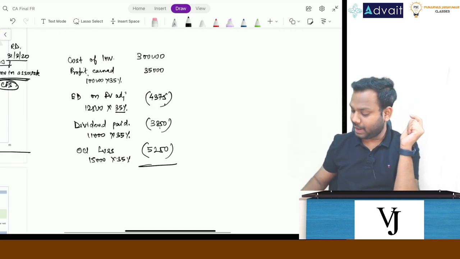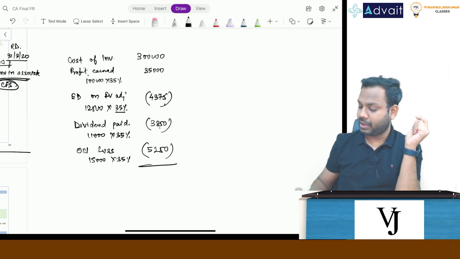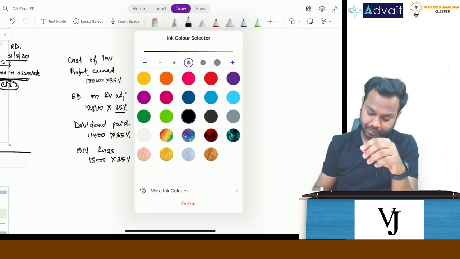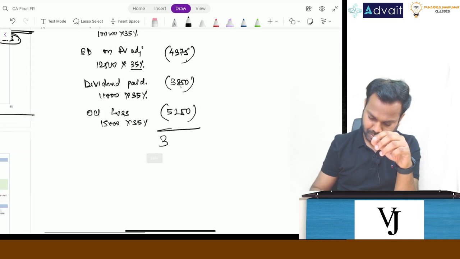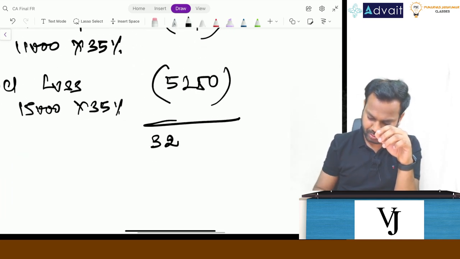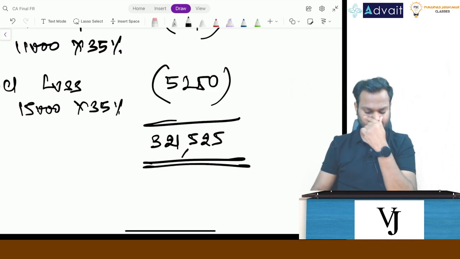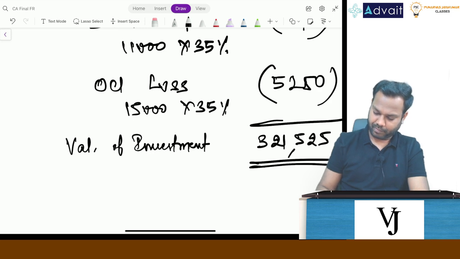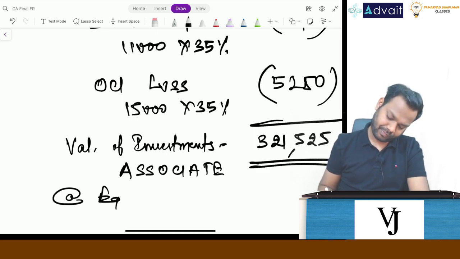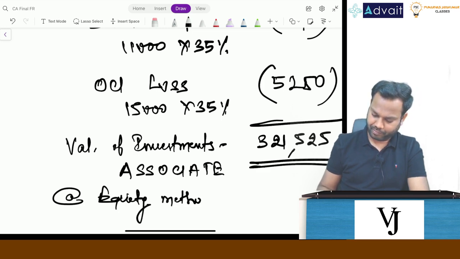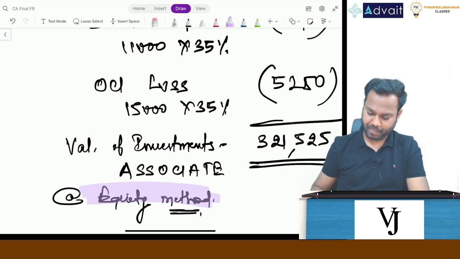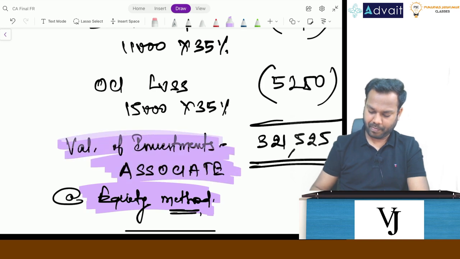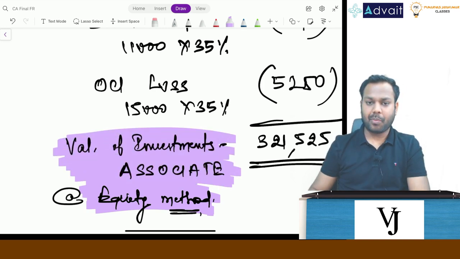What is the net balance? 3 lakhs plus 35,000 minus 4375 minus 3850 minus 5250 comes to 321,525. I hope that is clear. That is called valuation of investments in associate at equity method. I hope it is clear to all of you.